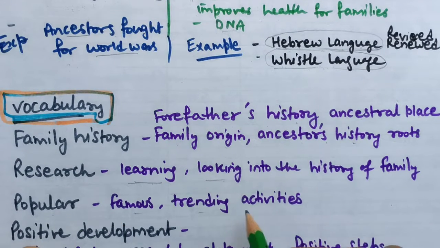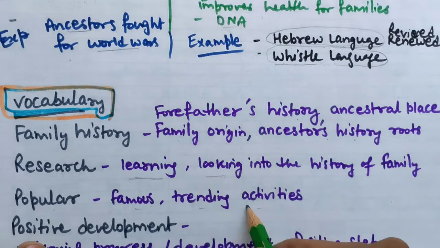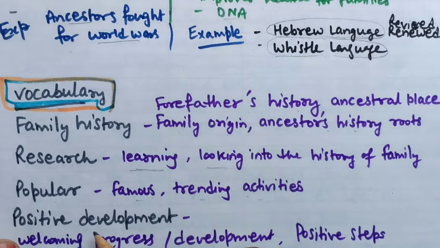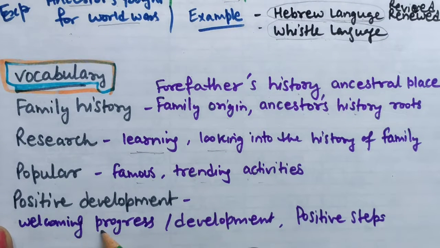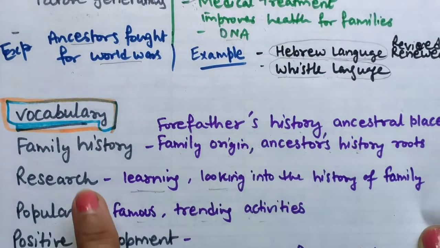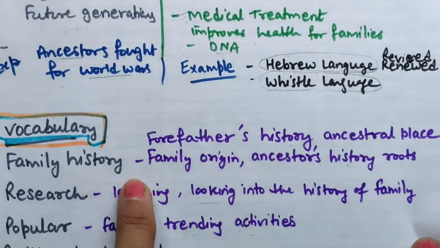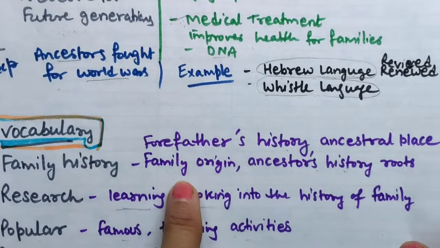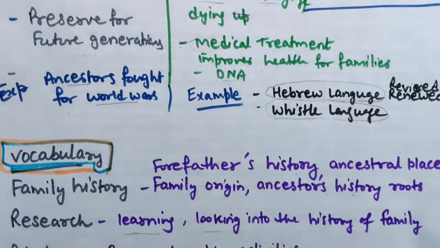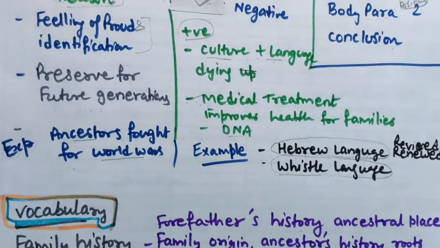For popular, you can write famous or trending activities. Or for positive development, you can write welcoming progress, welcoming development or positive steps, and many other things. So just these two are important: family history, again and again we can't write family history, so we can write ancestors and all these things. Now coming to the introduction.